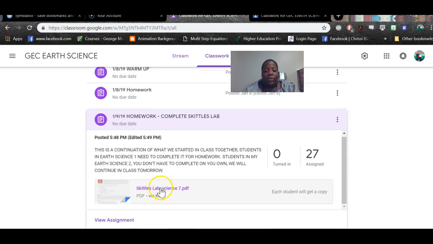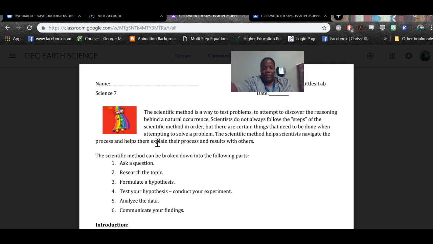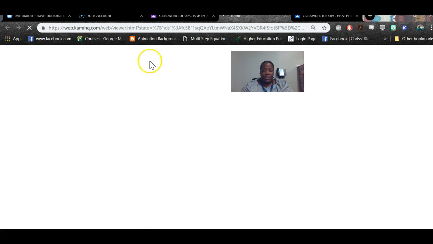Now I'm going to go ahead and open this using Kami. Those of you who've already downloaded Kami will see how easy it is to use this app, and you can submit it electronically through your phone instead of doing it on paper. But everyone who was in class today got the paper form anyway, so you can continue to use it on paper. And here we go, I'm just opening it using the Kami app.